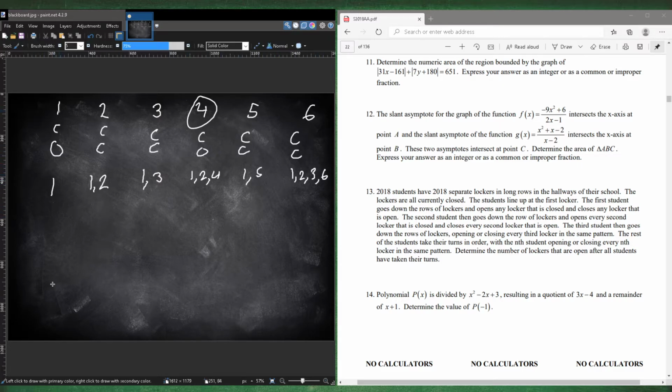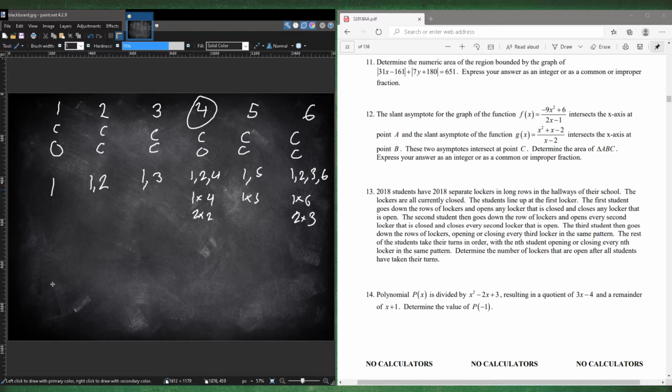Because if you think about it, what makes 1? That's just 1. What makes 2? That's 1 times 2. What makes 3? That's 1 times 3. What makes 4? That's 1 times 4 and 2 times 2. And what makes 5? That's 1 times 5. And what makes 6? 1 times 6 and 2 times 3. So what you kind of see is that they come in pairs.